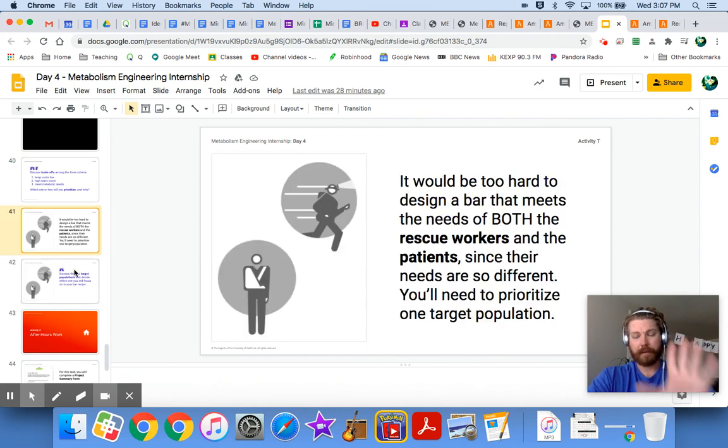It'd be hard to do one that is really good for both patients and rescue workers. You're only going to focus on one. So you're going to choose, do I want to focus on patients or do I want to focus on rescue workers? Okay. And then whichever one you choose, you don't have to worry about the other group. You're only worried about that one group. Your bar will only be for patients. Your bar will only be for rescue workers. But you need to decide which one you're going to choose.